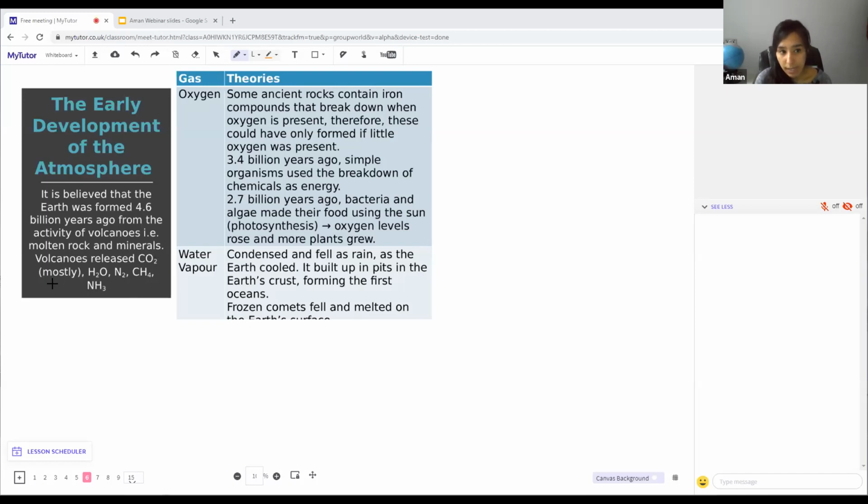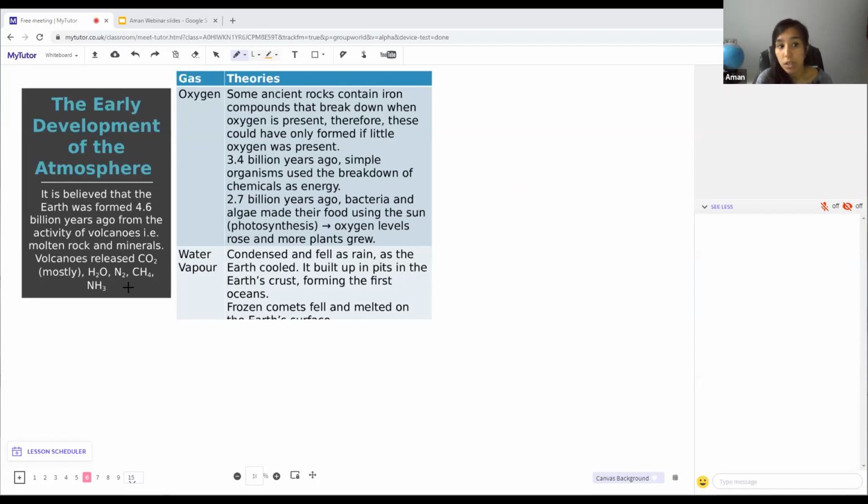Now, which gas is missing from there that we know is around a lot right now? Does anyone know? Which gas? What's the main gas that we need to survive? Oxygen. Excellent. So the gas we need to survive is oxygen, because that's how we respire, or how respiration takes place. So what we can see then is 4.6 billion years ago, there was very, very little oxygen.